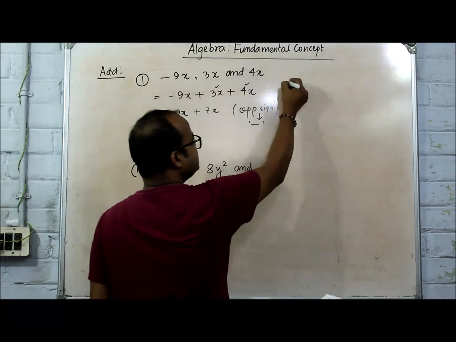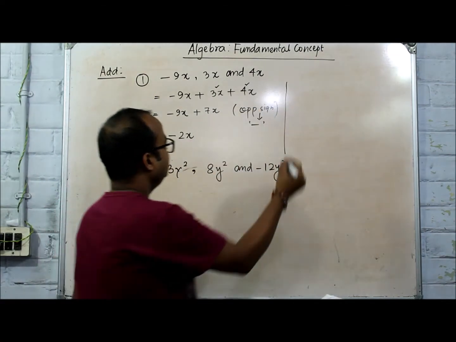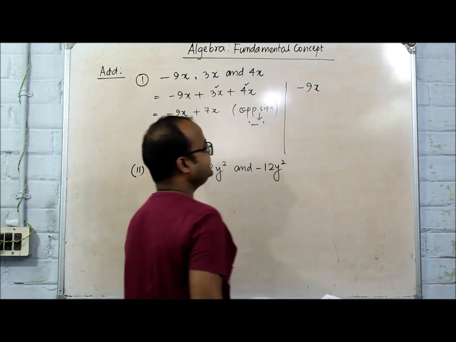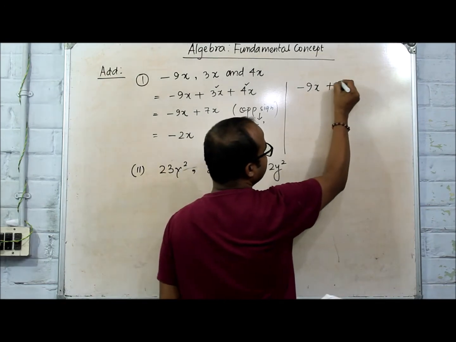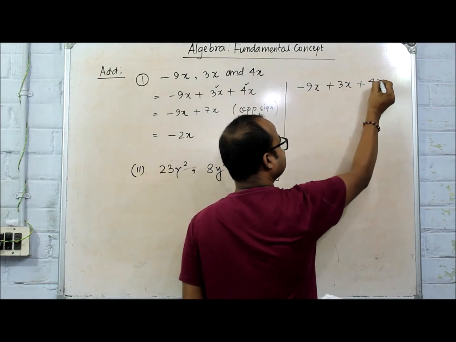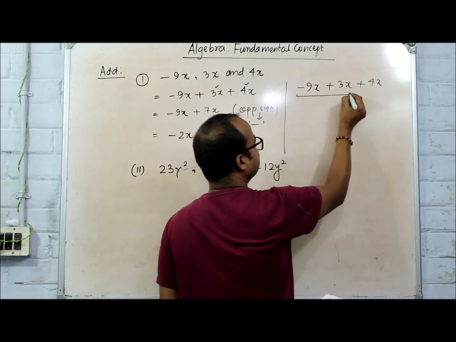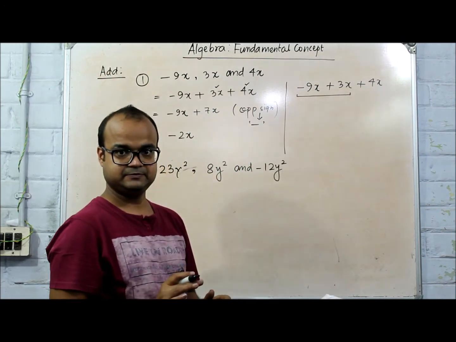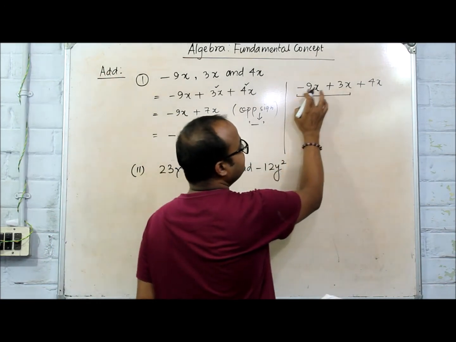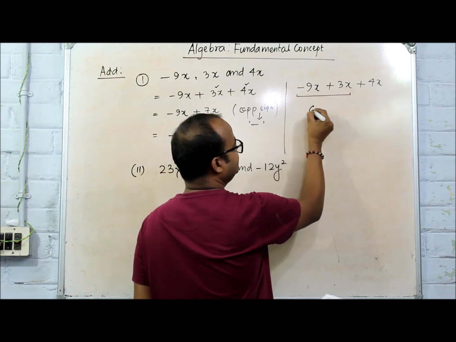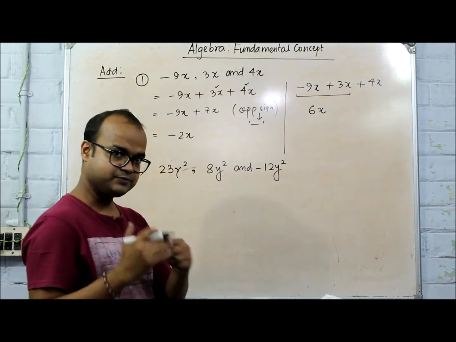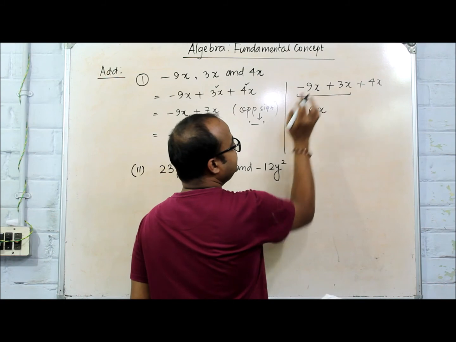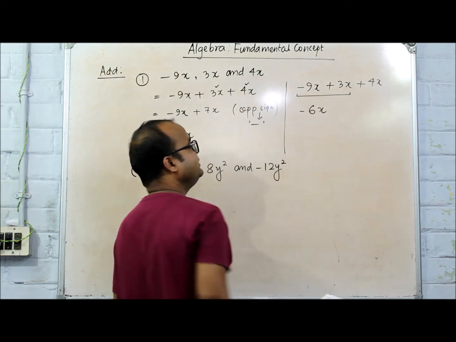You can do this sum in another way also. Like in the last step we write minus 9x plus 3x plus 4x. Now first simplify these two terms. Minus 9x plus 3x, opposite sign. We need to subtract. So 9 minus 3 is equal to 6x. We are subtracting the numerical coefficient. The variable will remain the same. Now 9 is bigger, so the result will be minus 6x.